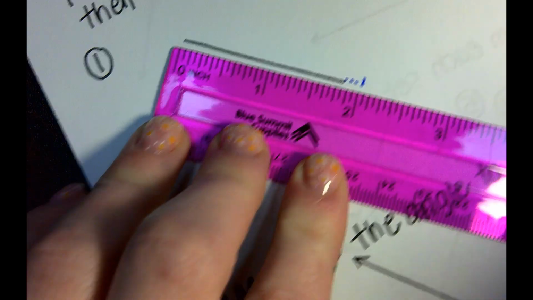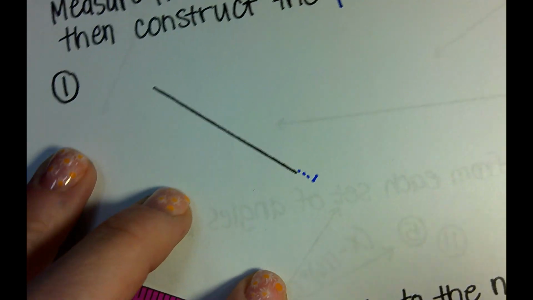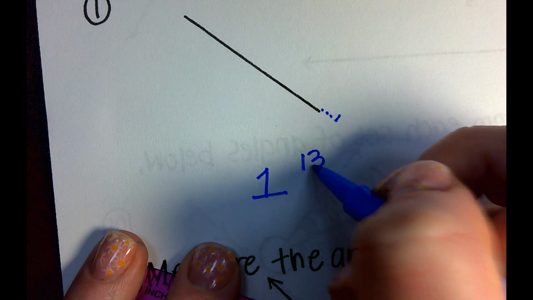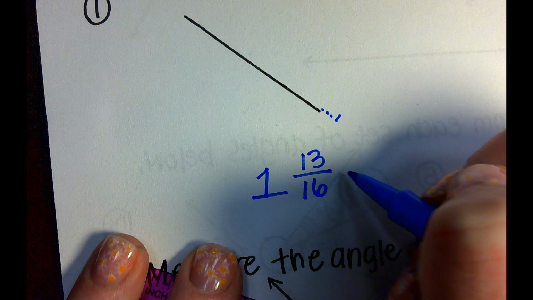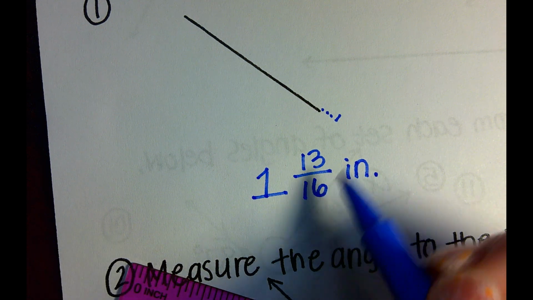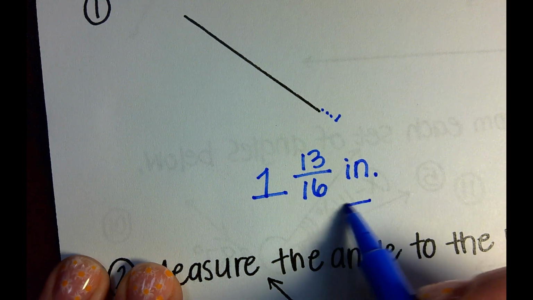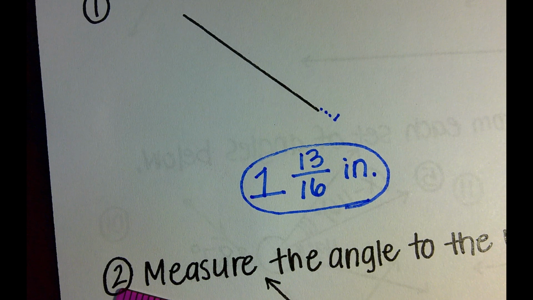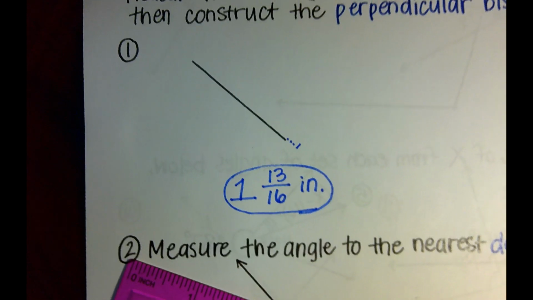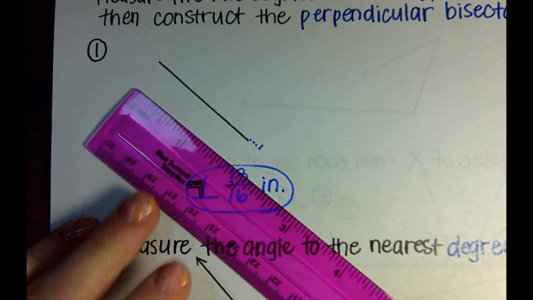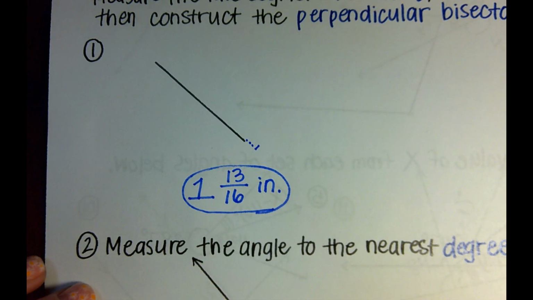So the way that we would write our answer is 1 and 13/16 inches. Okay, and I am going to be looking for your units. That is important. That's our answer. 1 and 13/16 of an inch. Is anyone confused about how we figured that out? If you are, let me know. We can talk about it again. Everybody okay with it? Okay, perfect.